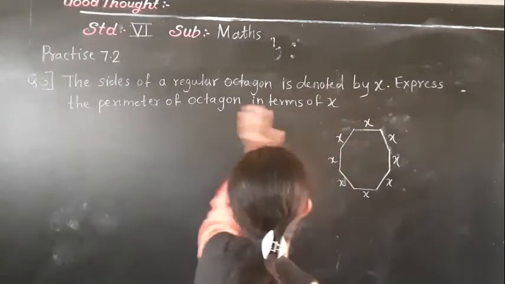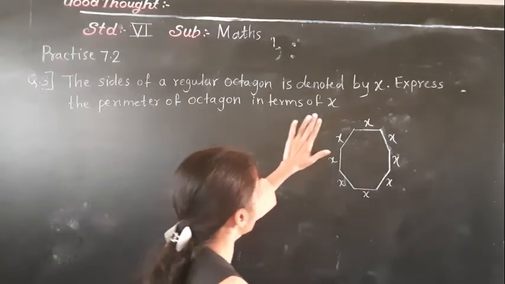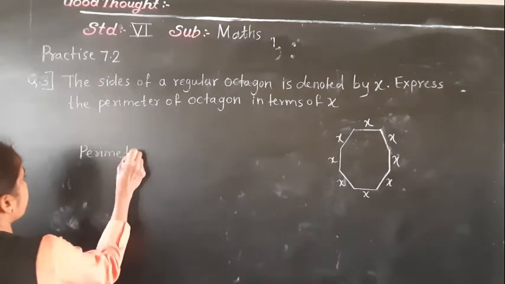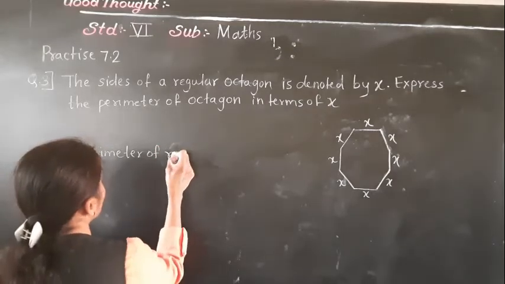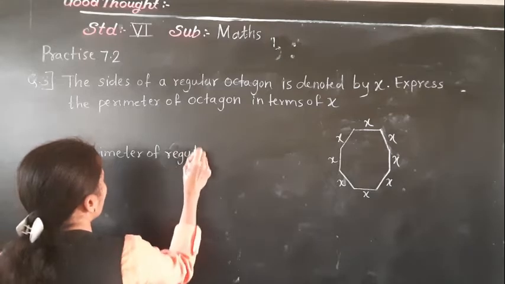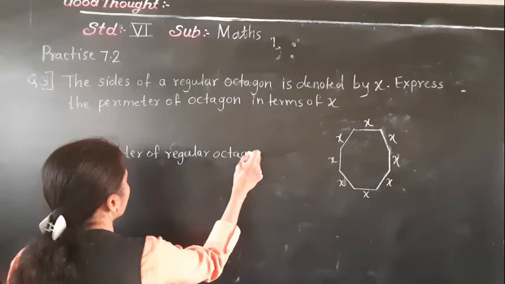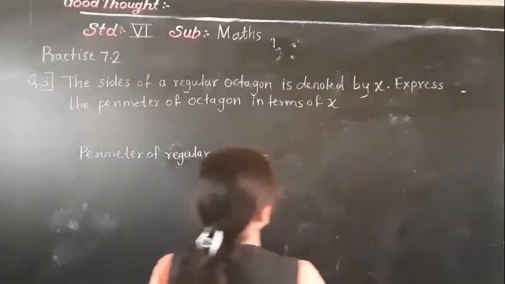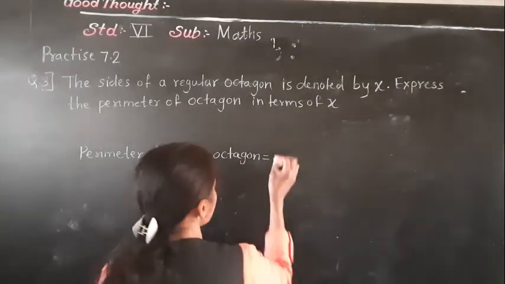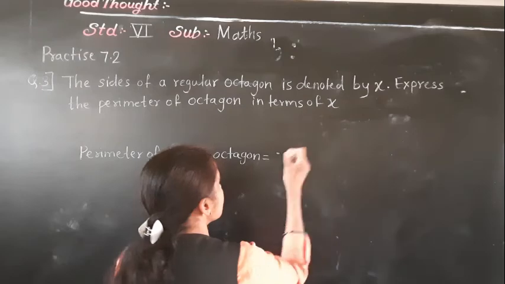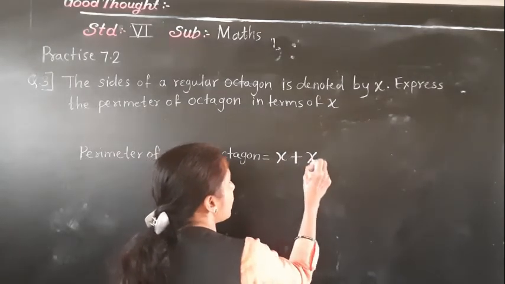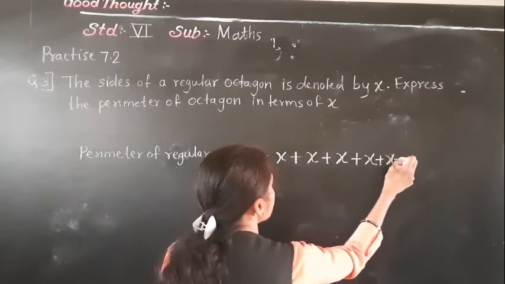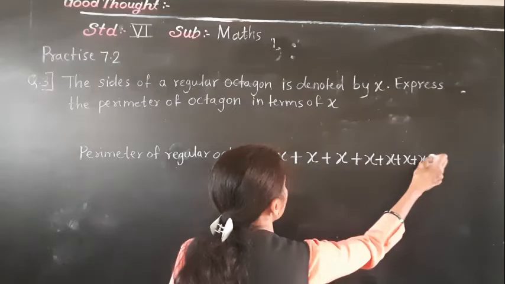Denoted by X. Express the perimeter of the regular octagon. The perimeter of the regular octagon is equal to, now see, here I don't have place, so we draw this. How many sides does it have? 8 sides. So each side is denoted by x. So x plus x plus x plus x plus x plus x plus x plus x.